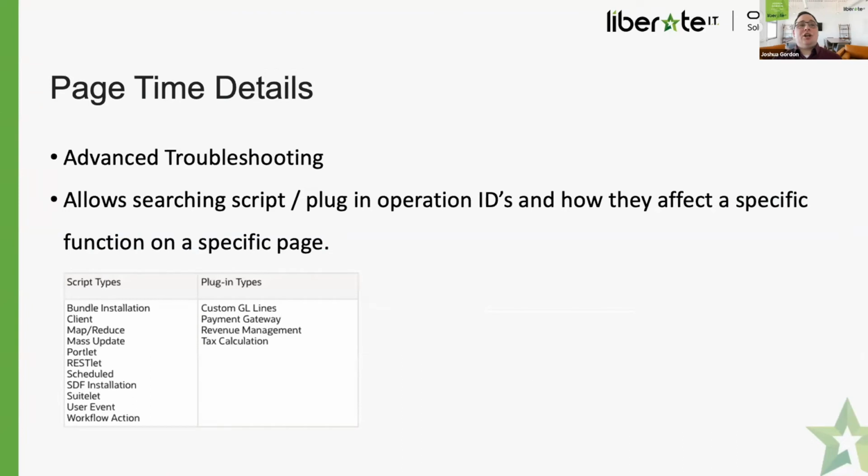And finally, with the page time or page records pages within the dashboard here, the last one we've got is the page time details. We're not going to look at this today. It's more of an advanced troubleshooting for developers. You have to know the explicit operation ID, and what you're looking at on this page is the exact script or plugin and how it relates to a specific page. So it's very, very precise. And again, sort of outside of the scope of what we're wanting today, but I just wanted to mention it so you know it's sort of there.